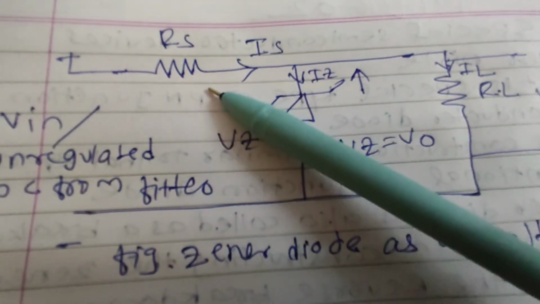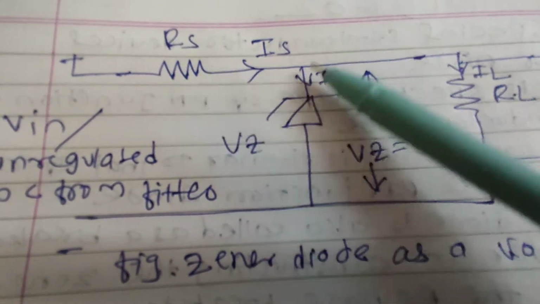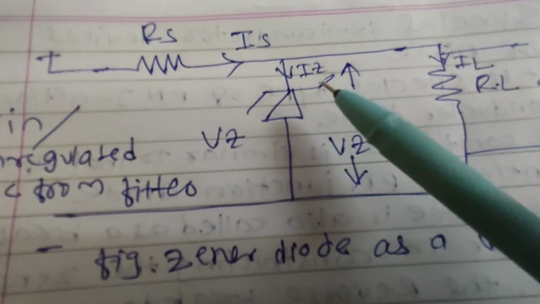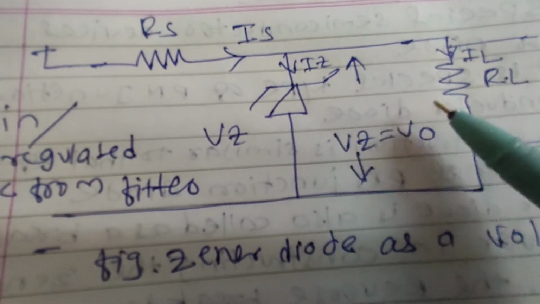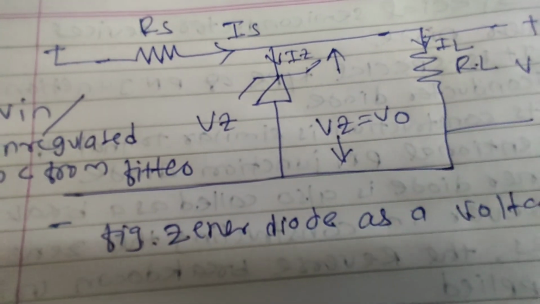So this is the current limiting resistance RS, which is in this branch, and this is the IZ, and this is the load. Here the load voltage and Zener voltage will be the same, because they are parallel to each other. So this is the explanation of how a Zener diode works as a voltage regulator.